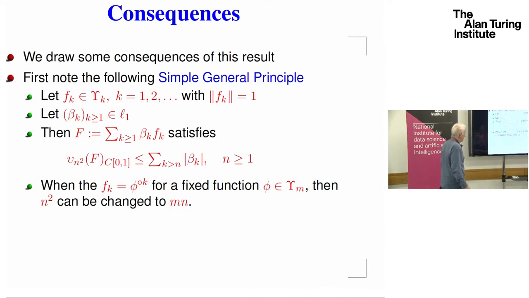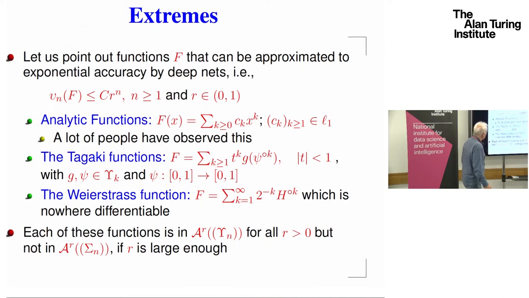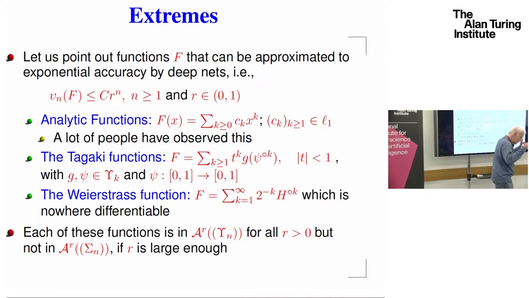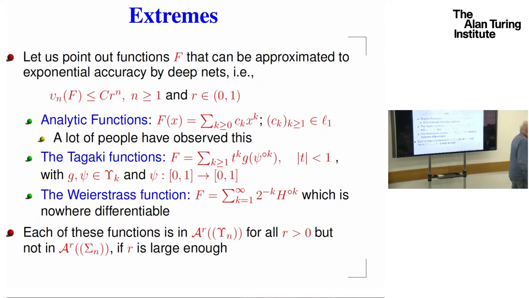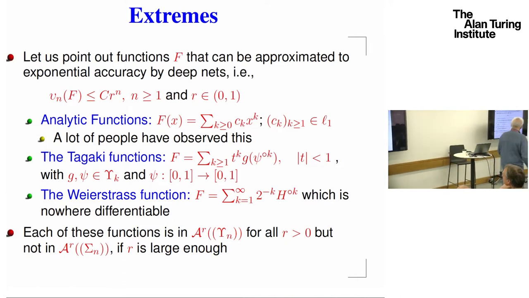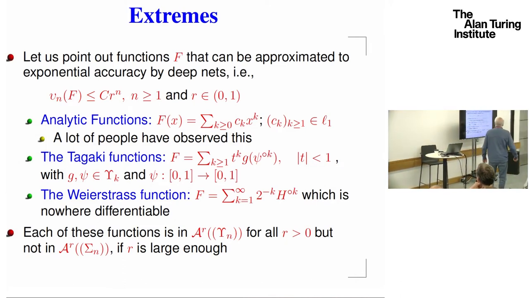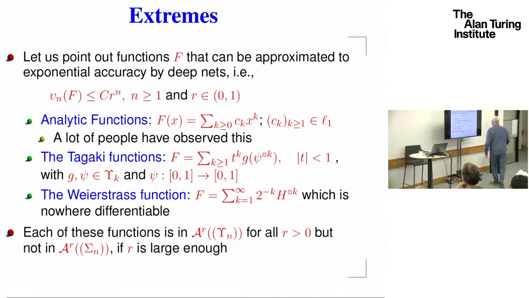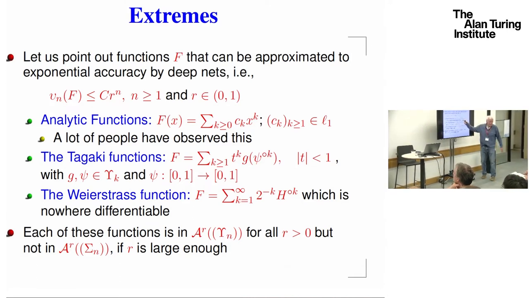Let's give you some examples. I'm now going to be advertising neural networks and saying, wow, aren't they great? Look at all the things they can do. For one thing, if you take any analytic function, they can approximate it with exponential order.